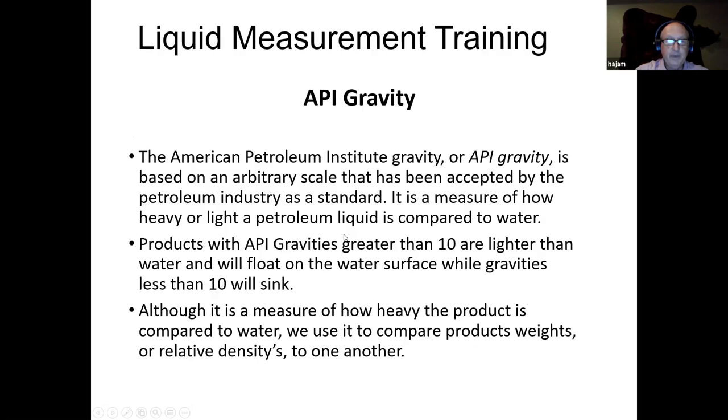So now, what is API gravity? The API Institute determined that the gravity used for crude oil measurement should be based on API. It's an arbitrary scale. It's accepted across the industry as a standard. It's a measure of how heavy or light a petroleum liquid is compared to water. It is simply that. Products with API gravity greater than 10 are lighter than water and will float on the water surface, while gravities less than 10 will sink. So everything is based on a 10 API gravity of water. It also measures how heavy the product is compared to water, and that is its baseline. What is the weight of the product compared to water?